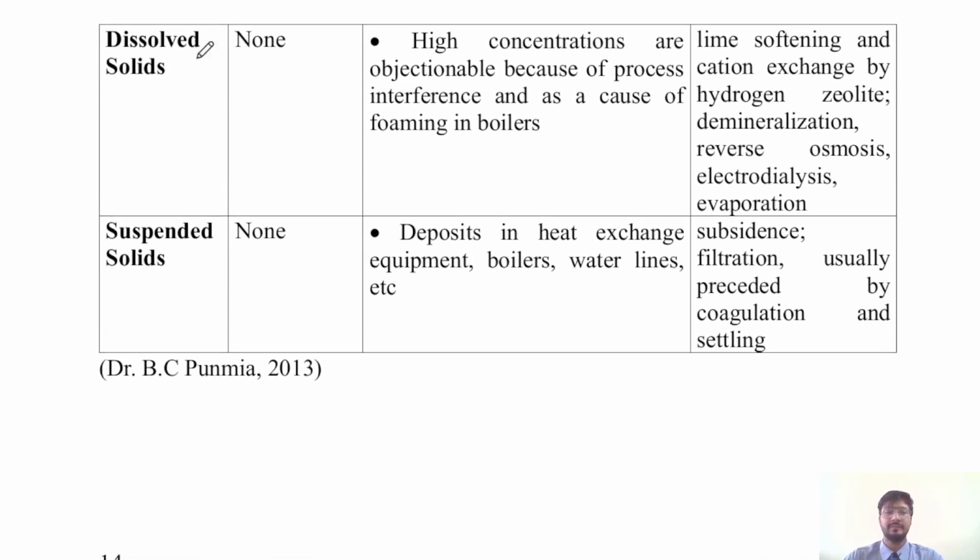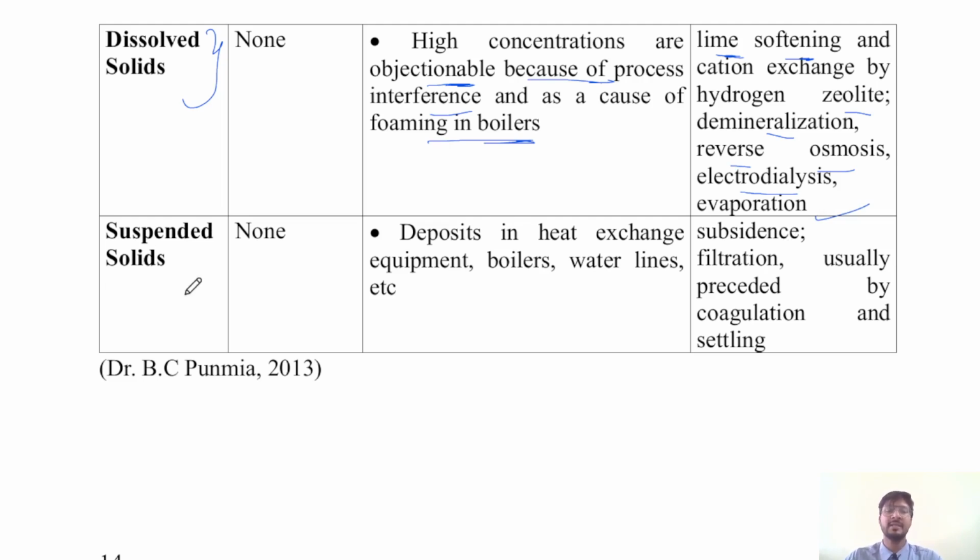And another is dissolved solids. Dissolved solids have no chemical formula. If the concentration of dissolved solids is high, they are objectionable because of process interference and as a cause of foaming in boilers. Dissolved solids can be reduced or removed by lime softening and cation exchange by hydrogen zeolite, or through demineralization, reverse osmosis, electrodialysis, and evaporation.